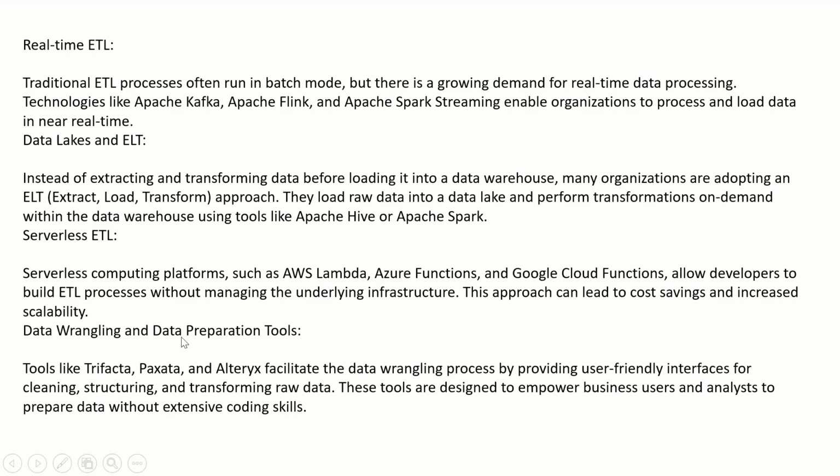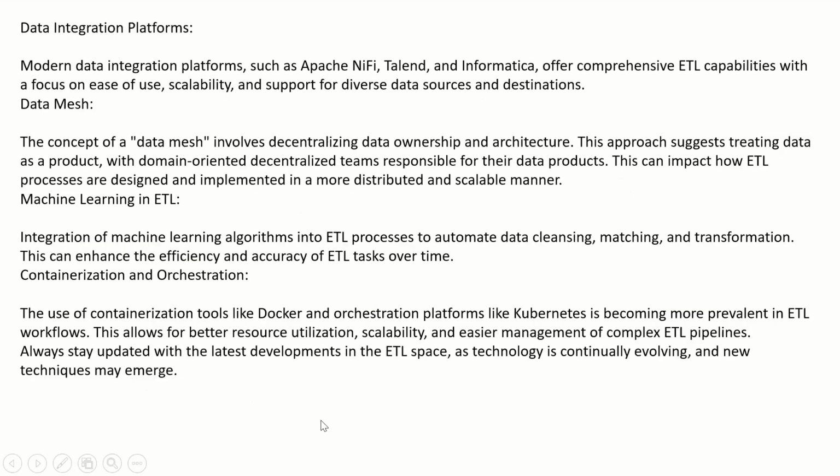Data wrangling and data preparation tools. Tools like Trifacta, Paxata, and Alteryx facilitate the data wrangling process by providing user-friendly interfaces for cleaning, structuring, and transforming the raw data. These tools are designed to empower business users and analysts to prepare data without extensive coding skills.